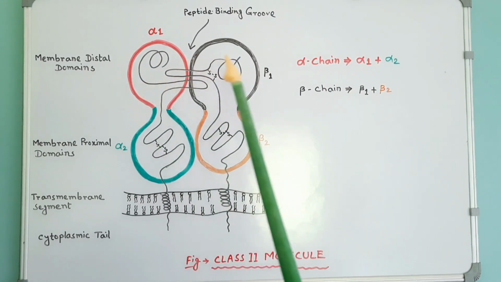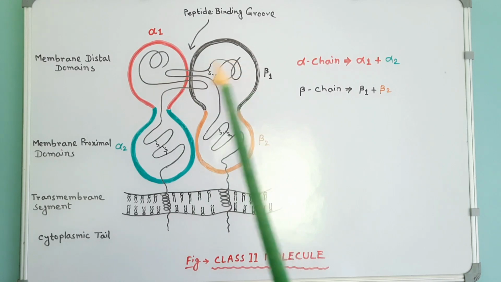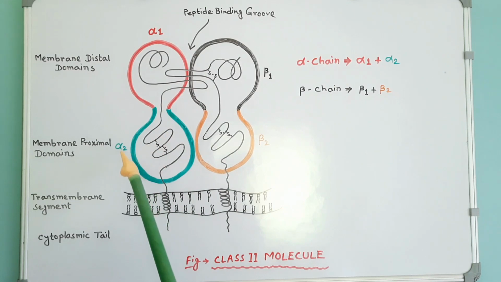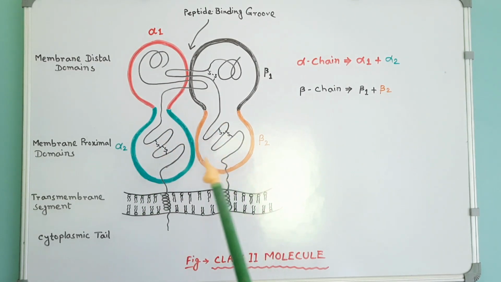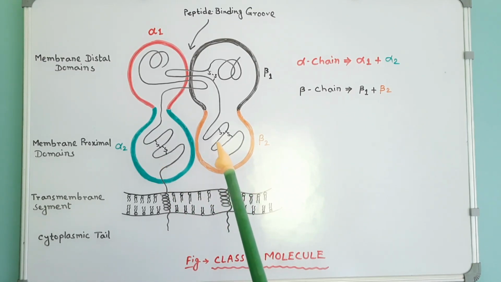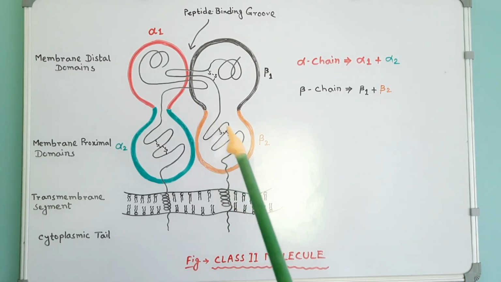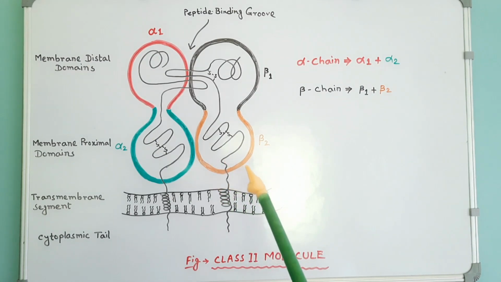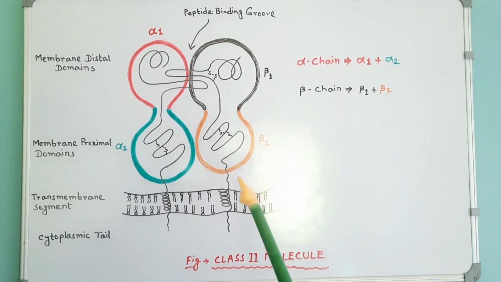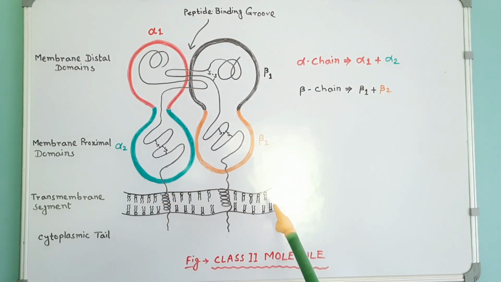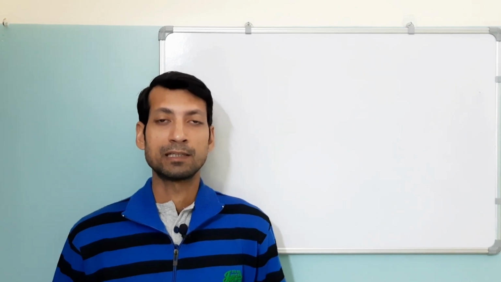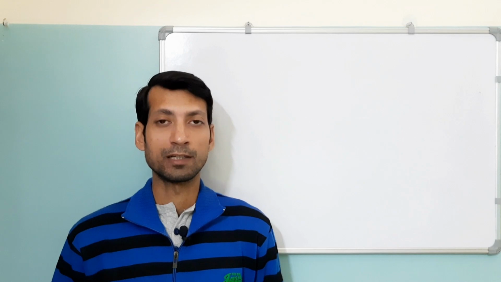The alpha 1 and beta 1 domains form the peptide binding groove for processed antigen. The membrane proximal alpha 2 and beta 2 domains bear sequence similarity to the immunoglobulin fold structure. Class II MHC molecules can bind 13 to 18 amino acids. The class II MHC molecule lacks the conserved residues. So this is all about the classification and general structure of MHC molecules.